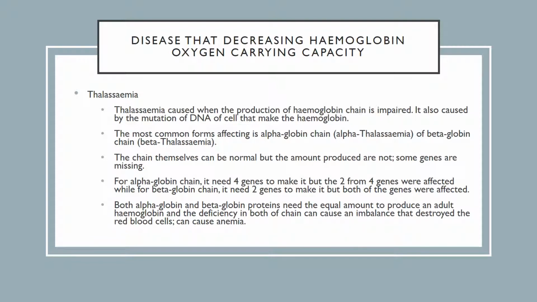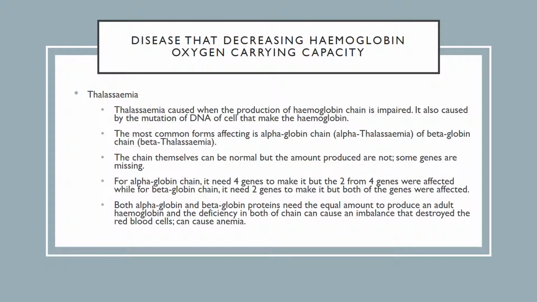The second disease is thalassemia. Thalassemia happens when the production of hemoglobin chain is impaired, and it is also caused by mutation of DNA of cells that make the hemoglobin. The most common forms affect the alpha globin chain and beta globin chain. The chains themselves can be normal, but the amount produced is not.